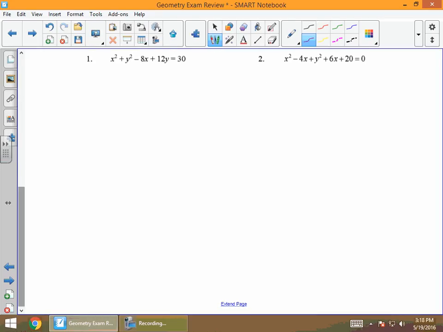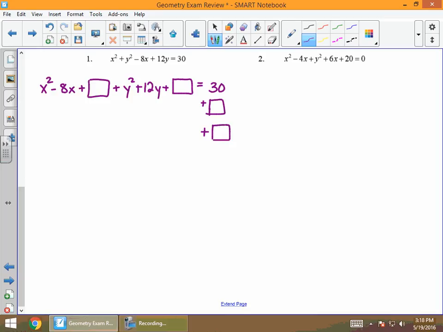When we complete the square, the first thing I want to do is group my terms by their variables. As I take a look at the left side of number 1, I have x squared, a negative 8x, and I'm going to complete that square. So I'm going to put a box in here, because I'm going to add something to that side. Then my y's, I have a y squared and a 12y, and I'm going to complete that square as well. And it's going to equal 30. Whatever those two boxes I've added to the left of the equation, I'm going to add to the right of the equation as well.